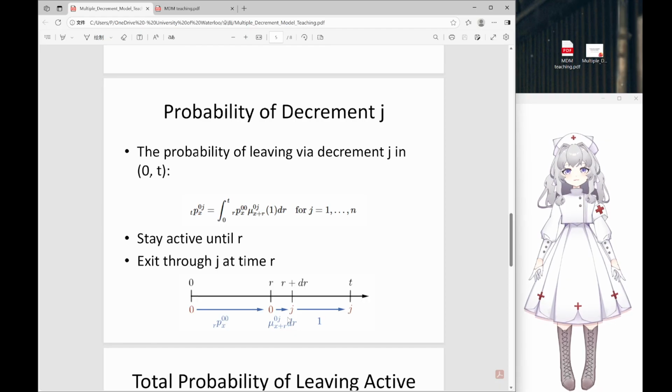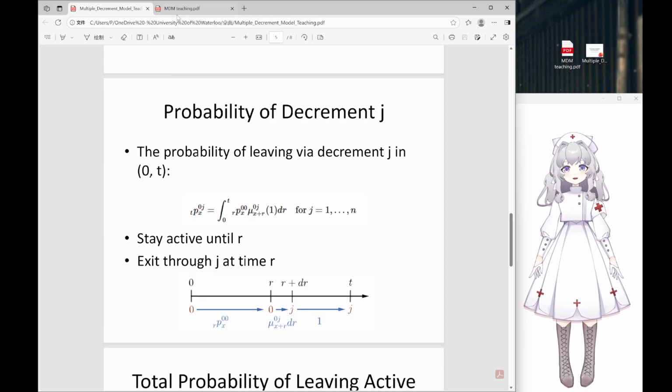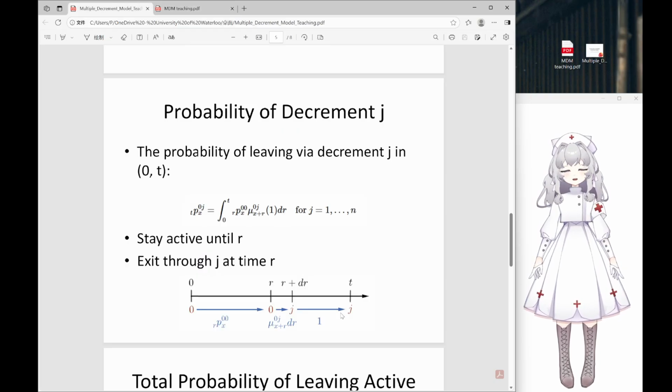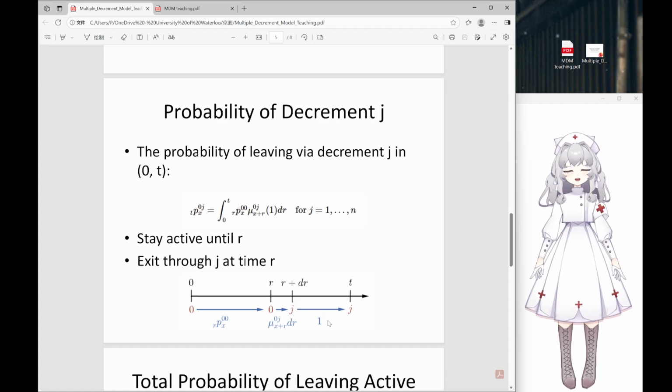So this is the probability when we go from 0 to j, and then we stay in the exit state j, which, as you can see here, we can't leave, so the probability of staying there is always 1. That can be omitted, but we just added it here for clarity. So the main part is here.